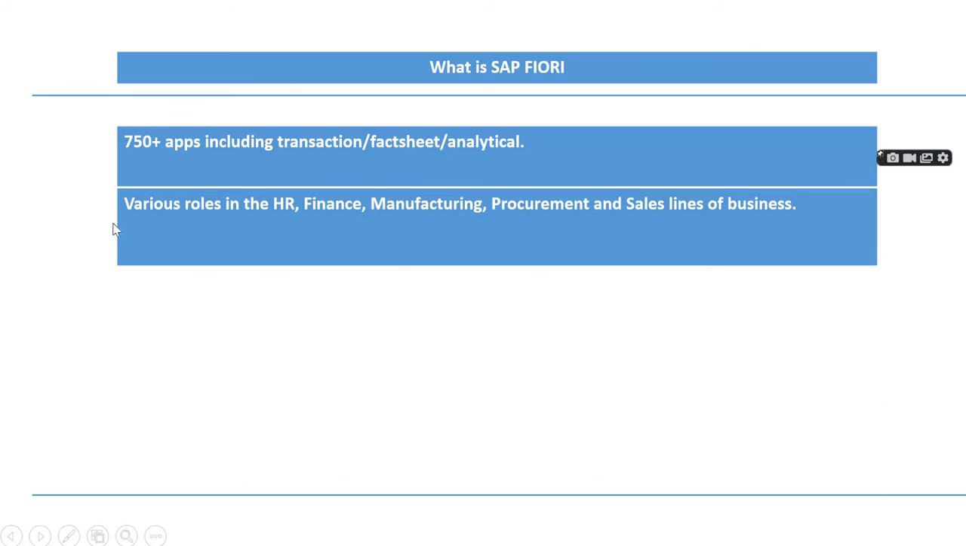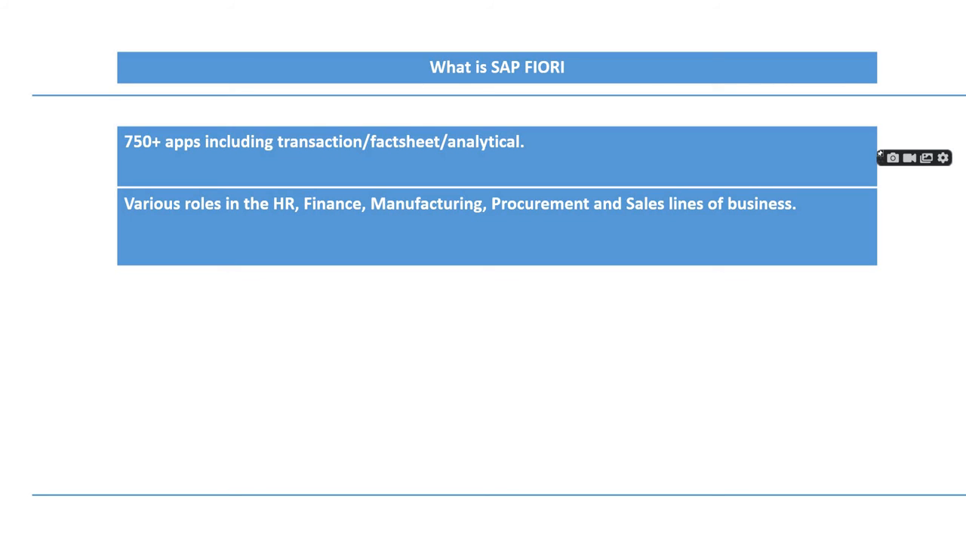Okay, so now 750 plus applications are being transformed into Fiori applications. These applications are categorized into transactional applications, fact sheets, and analytical applications. So these are the three types of Fiori applications we have. In a transactional application, a basic transaction, like VA01 for example, which we run in the back end, is transformed into a Fiori application.